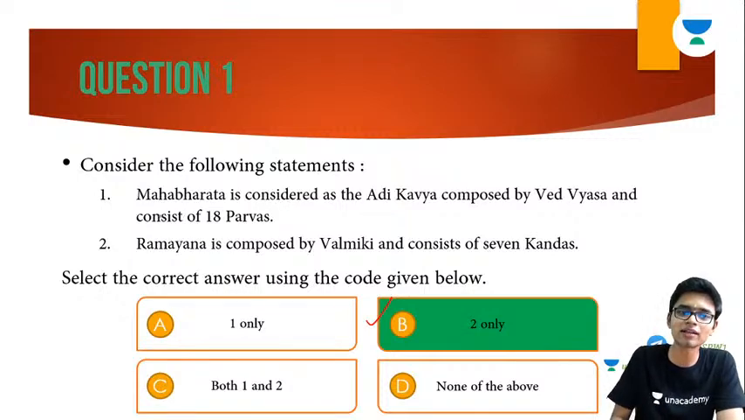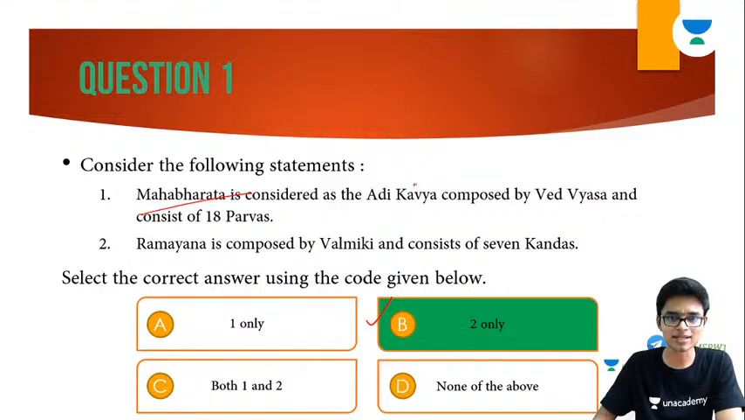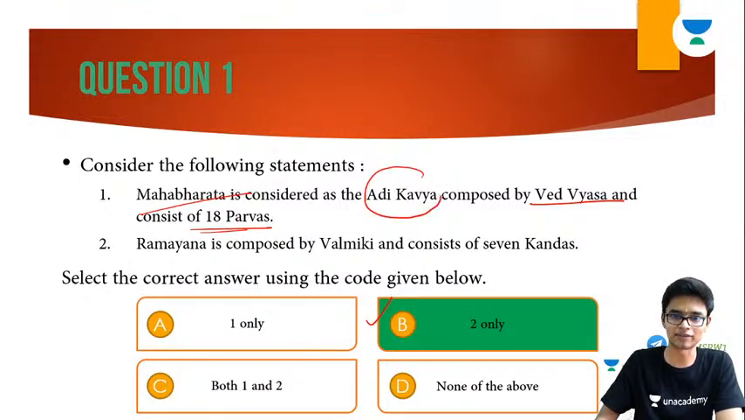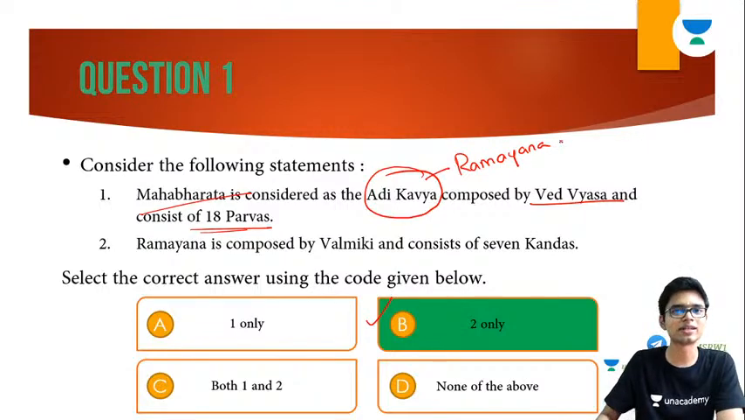We know that Mahabharata is one of the greatest epics of India, written in Sanskrit by Vedavyasa, and consists of 18 parvas. That is true. The problem is, it is not considered as the Adikavya. Adikavya is basically Ramayana. We have discussed this question in the other classes. So Adikavya is Ramayana, not Mahabharata. That is why the first statement is wrong. The second is correct. Ramayana is composed by Valmiki and consists of 7 khandas. We all know that. So 1 is wrong, 2 is correct. The answer is option B.